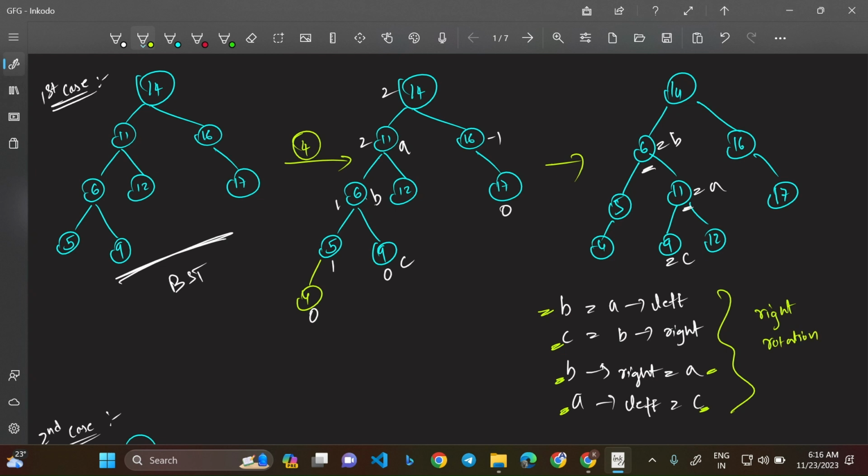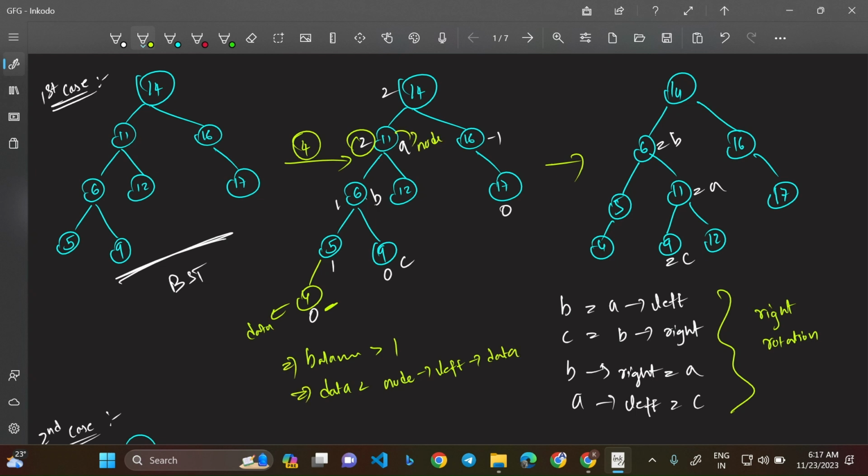This is also important: when are we going to do this particular right rotation? If your balance factor comes out to be greater than 1. If you carefully see, here it is 2, so the balance factor is greater than 1 in this case. And also the data that you have entered right now, 4, if I just mention this to be data, so if your data is less than node left data. These are the two conditions. Your node is this, or A, anything that you would like to mention.